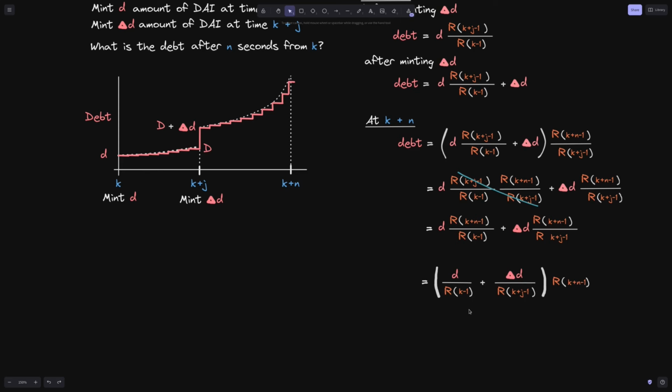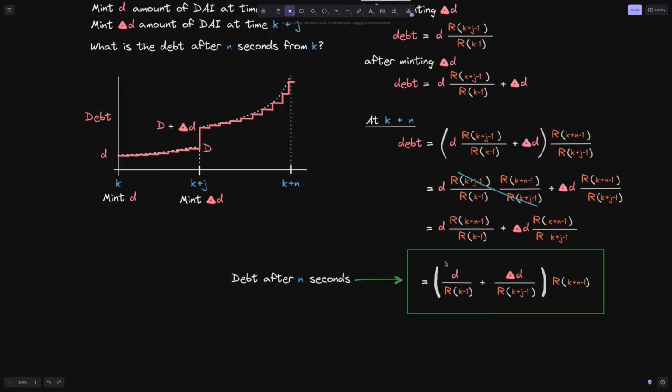Now notice that this rate accumulation function, r(k) minus 1, will be the value of the rate accumulation function when the user borrowed the amount of DAI. And the value of rate accumulation function r(k+j) minus 1 will be the value of this rate accumulation function when the user borrowed delta D amount of DAI. And all of these terms are multiplied by the current rate accumulation function r(k+n) minus 1. This is the equation for the amount of debt that the user owes after n seconds, and also considering that over time the amount of DAI that they borrow may change.